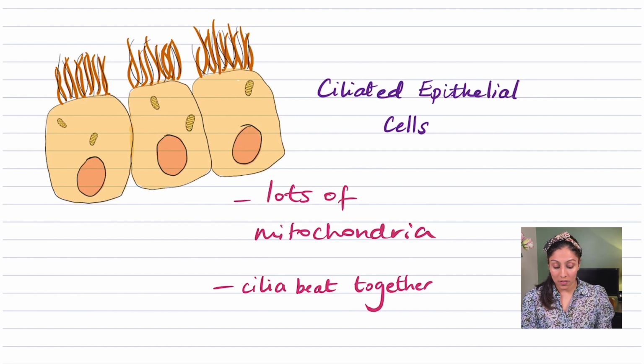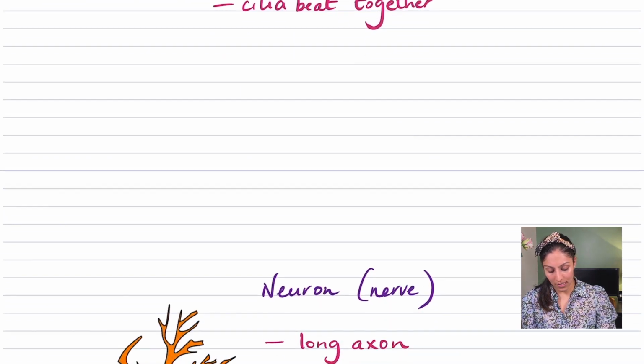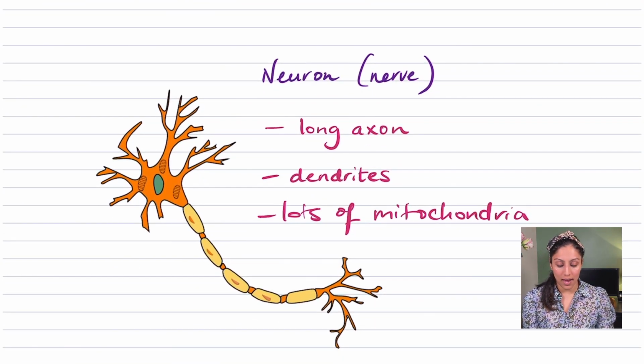So they contain lots of mitochondria, and the mitochondria is really important for respiration, so it releases energy, and that allows the cilia, which is the hair, to actually beat together to brush away these substances. So another example is a neuron. So this is how your cells really communicate with each other, and it makes up the nervous system.